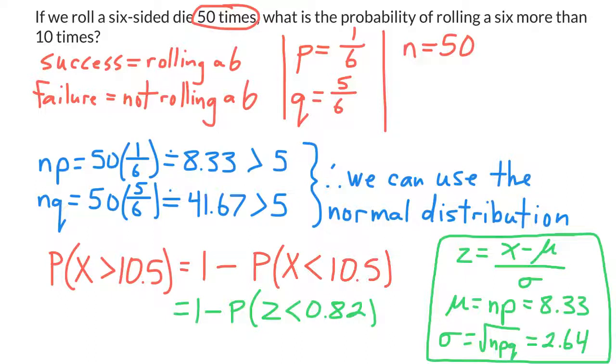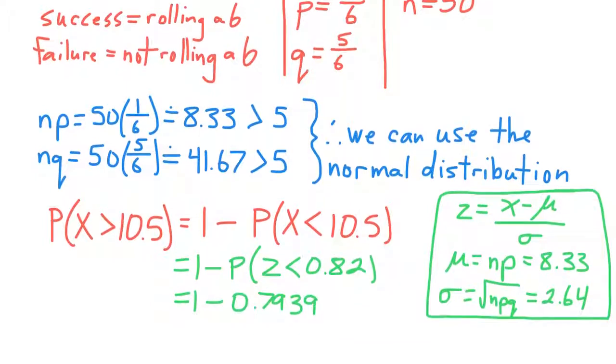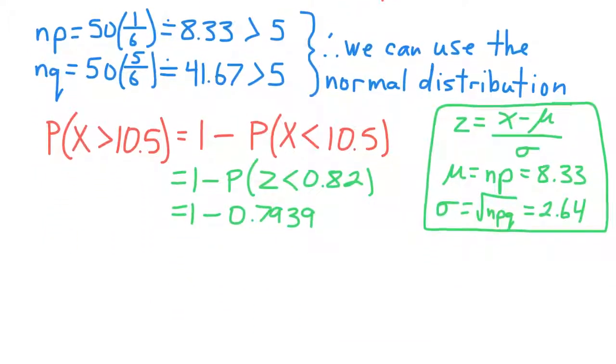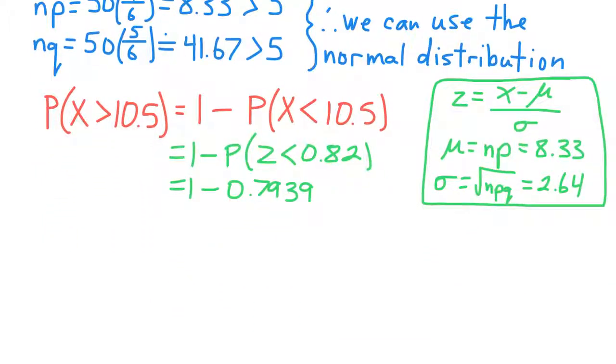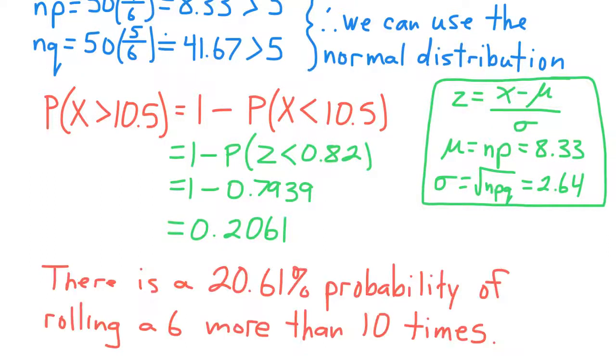So when x is less than 10.5, that means the z value is less than 0.82. And when I look that up on my z-score table, I get an area of 0.7939. So when I do the math, I get 0.2061. So that means there is a 20.61% probability of rolling a 6 more than 10 times.